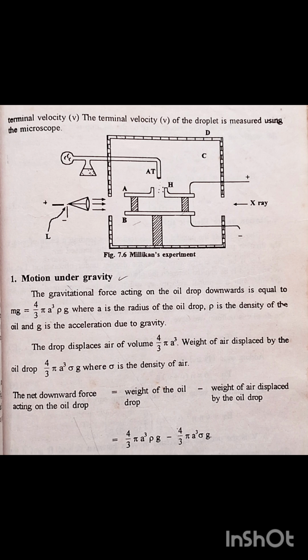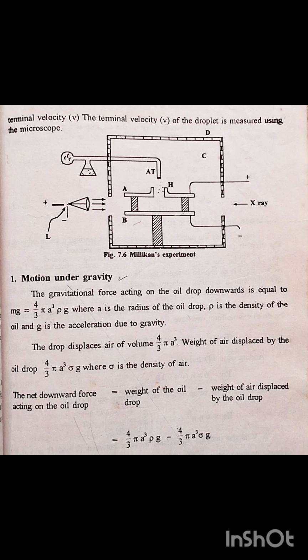diameter and separated by a distance of about 16 mm, which is given in figure 7.6. The upper plate has a hole H in the middle. The plates are surrounded by a constant temperature bath D and the chamber C containing dry air. The plates are connected to a potential difference of the order of 1000 volts.